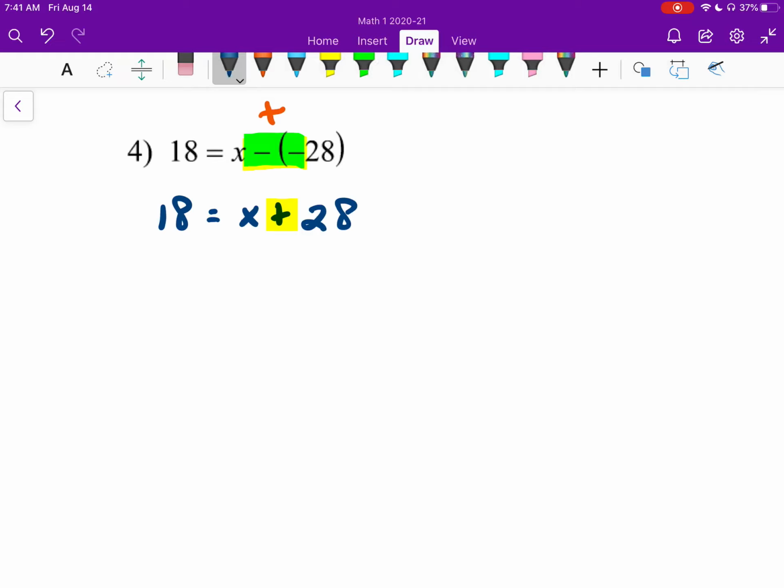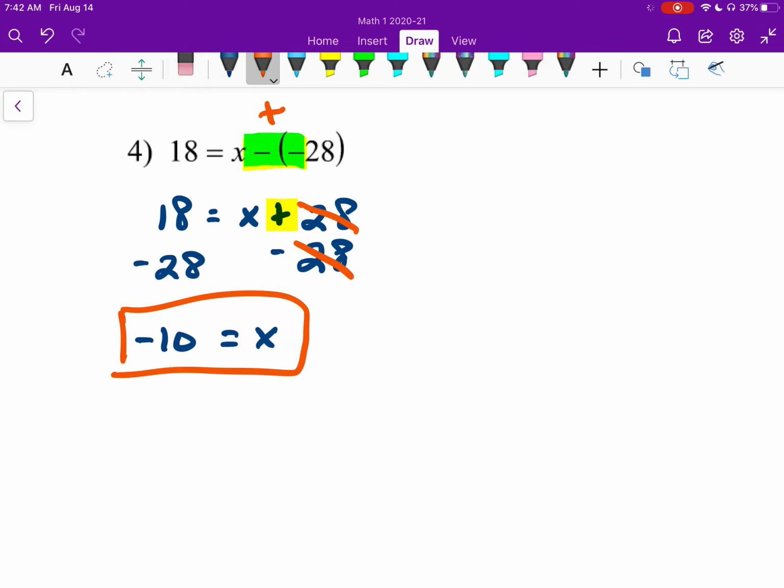So to solve this, we have x plus 28. To get rid of that positive 28, we're going to need to subtract. So I'll subtract 28 from both sides. On the right side, my 28's cancel, and I'm left with an x. And then on the left, 18 minus 28 is negative 10. You can leave your answer like this, or you can change it to x equals negative 10. Some people like to put their variable on the left. You don't have to do that. I'm just showing you that you can.